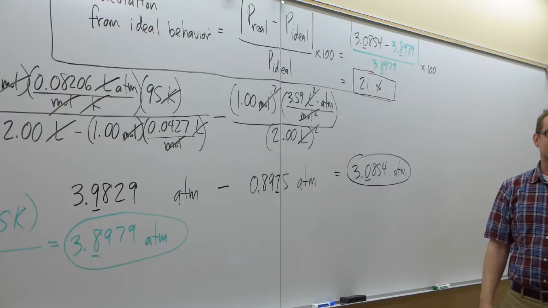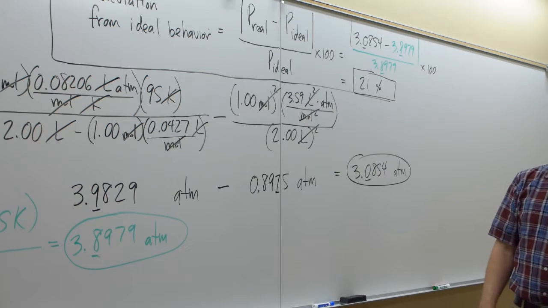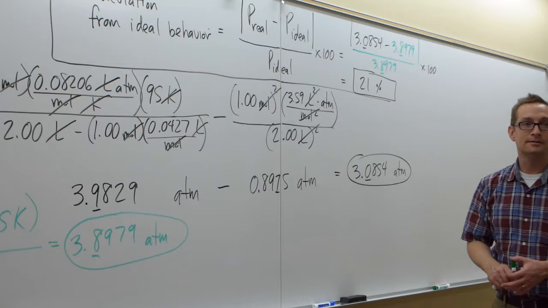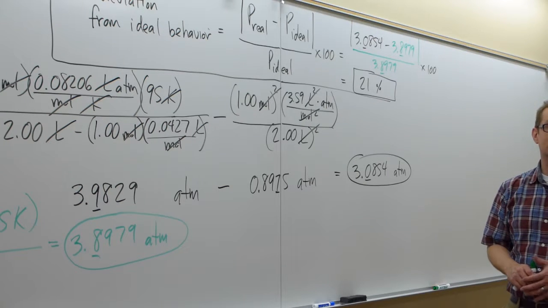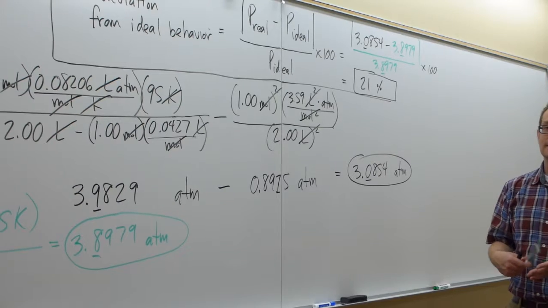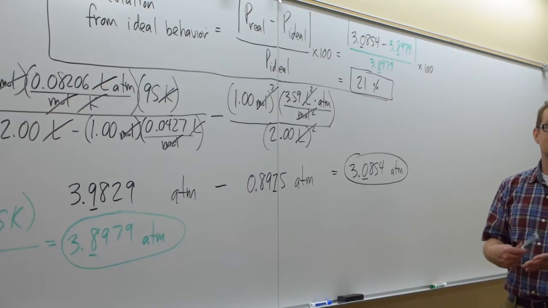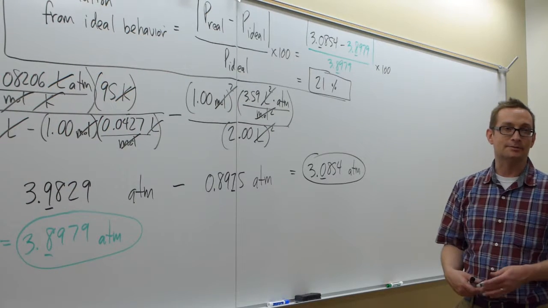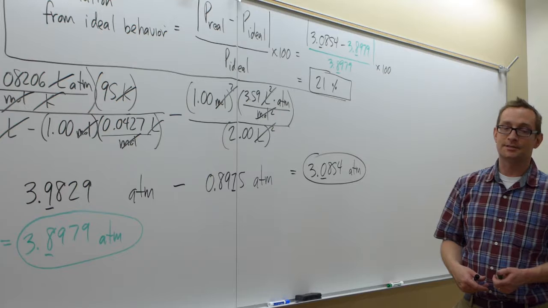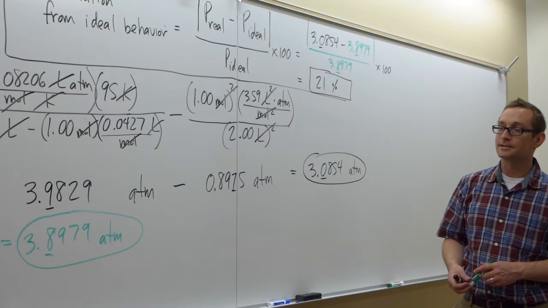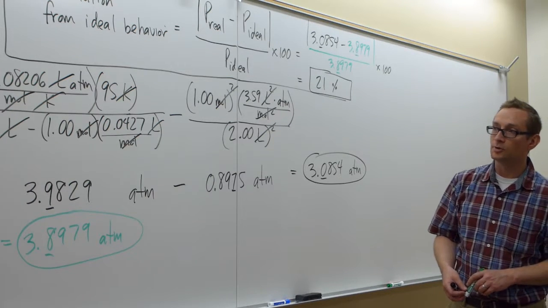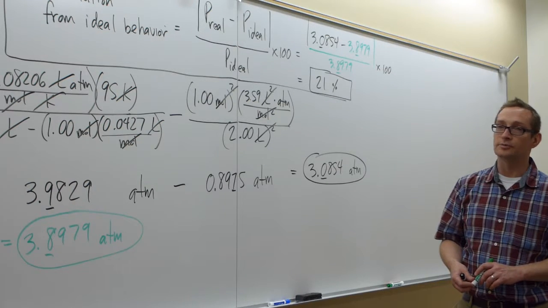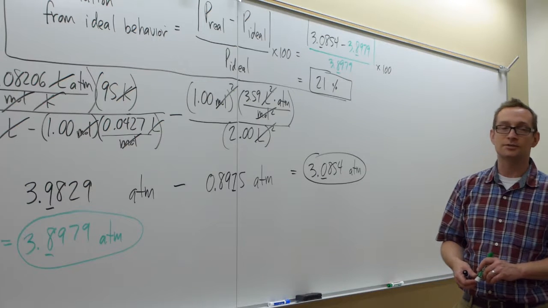Does it sound like a lot? It kind of is a lot. So think, is 95 Kelvin cold or is that high temps? Well, room temperature is 298 Kelvin, so 95 Kelvin, that's cold, right? So at cold temperatures, as well as high pressure, I mean, one mole of gas is kind of high pressure, but definitely the low temp is causing this really significant deviation from ideal behavior.